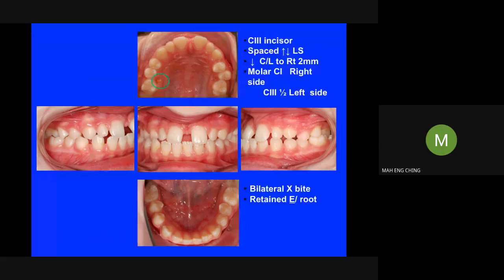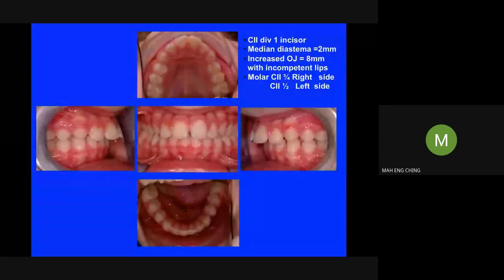So this one may be the overjet problem. Already the overjet is 8 millimeters, with incompetent lips. So 8 millimeters will give you category 4A, 6.5 to 9 millimeters, incompetent lips. So this one maybe we go for 4A, agree?